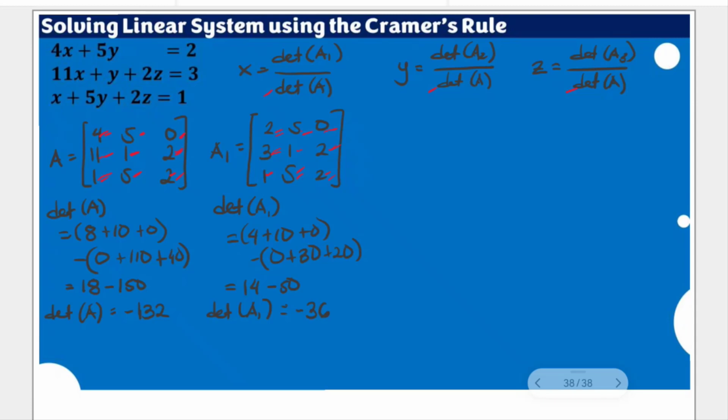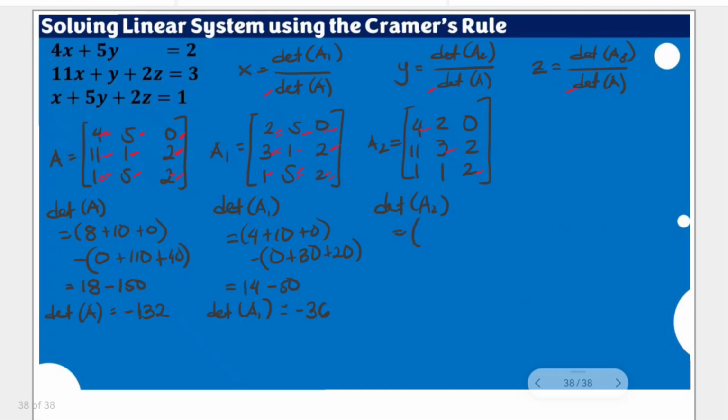So let's continue first with A sub 2. We will change all the entries of your second column, which corresponds to the coefficients of your y, to these constants here. So you will have 4, 11, 1, the original first column. Your second column would be 2, 3, 1 instead of 5, 1, 5. You still have 0, 2, and 2. The determinant of A sub 2 is this.